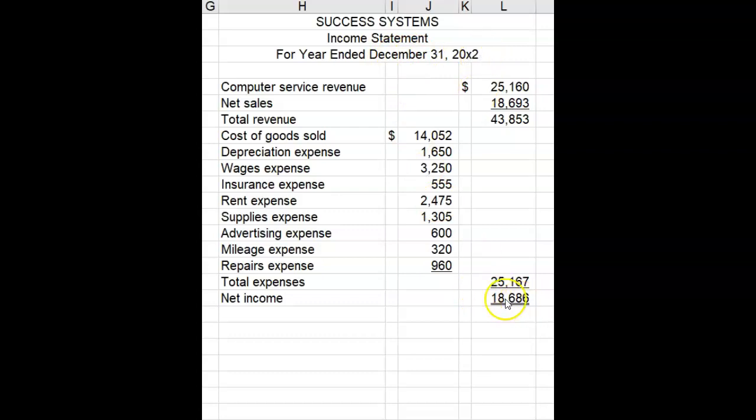We'll use this number on our statement of cash flows, but we will need to adjust the net income number for any amounts of income or expense that did not arise from a cash transaction. In this income statement, there is only one non-cash item. Depreciation expense in the amount of $1,650 is a non-cash expense. Cash was not used for that expense and will never be used for that expense.